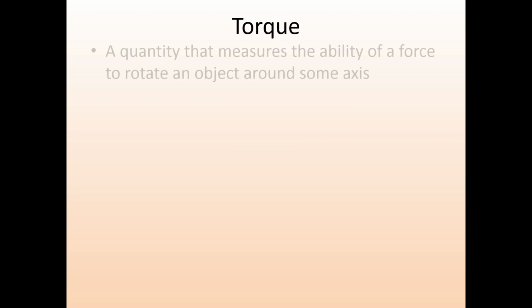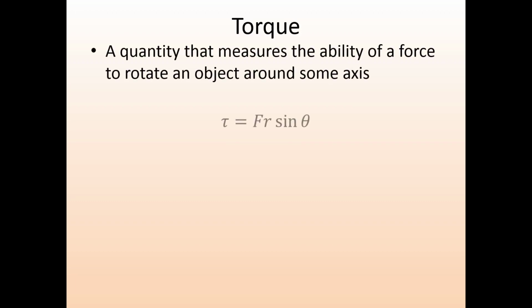This brings us to the topic of torque. Torque is a quantity that measures the ability of a force to rotate an object around some axis. Just as force is a push or pull, torque is more like a twist or turn. Torque is represented by the variable tau and is equal to the force times the radius times the sine of the angle.